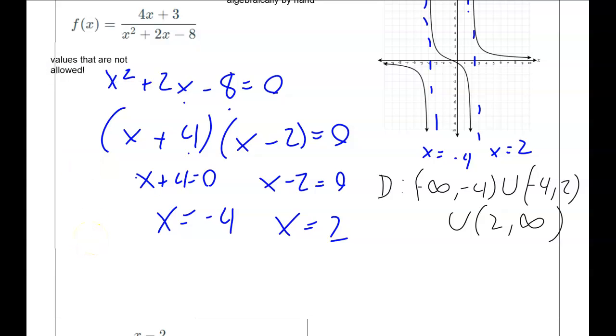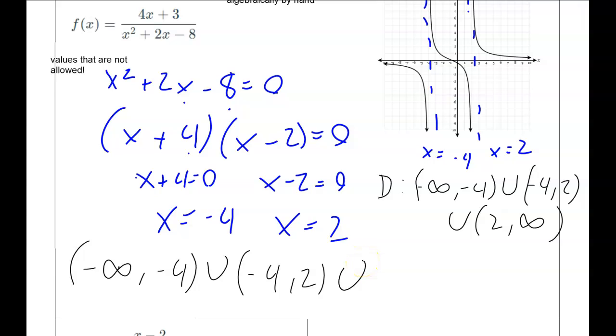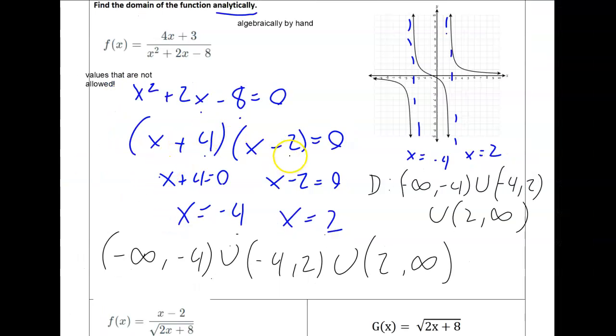So then when I write down my domain, my answer is, well, everything else: from -infinity to -4, and I have to go left to right, -4 to 2, and then from 2 to infinity. So putting these in the proper order matters. You have to know where these guys are on the number line. Okay, so that's how we do these by hand. Notice we are taking an idea that you're already familiar with, the domain, and pairing it with a skill that you already have, which is solving quadratic equations by factoring.